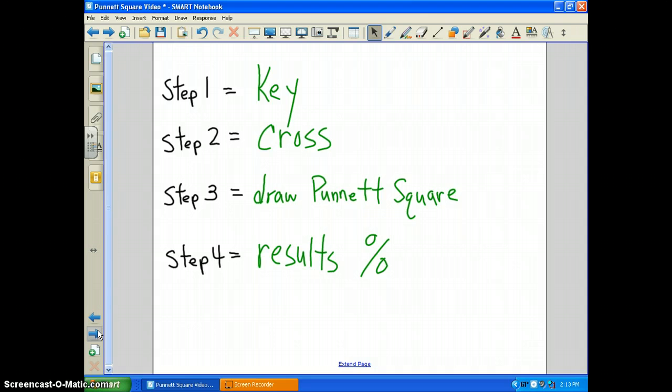Okay, that's the end of our lesson for today. Hope you all understand it because it's going to show up on your Regents. Thank you very much.